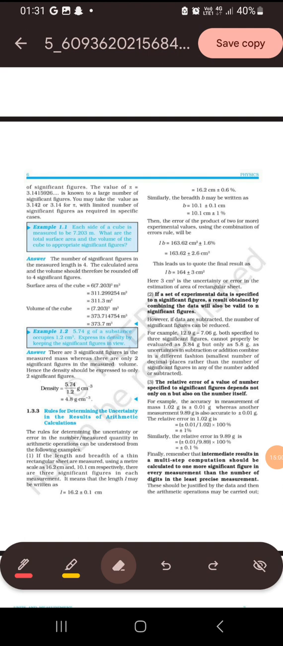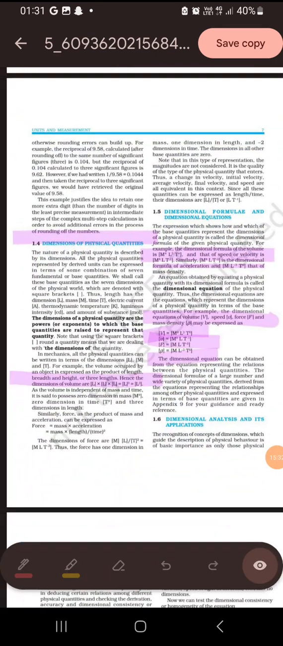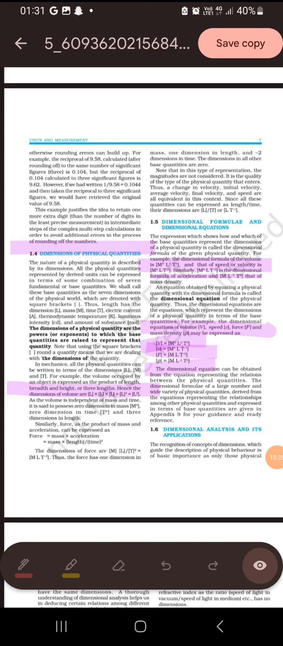Some of them were explained. The uncertainty, the rules for determining it, as I explained there, for example mass density, delta rho by rho, so that method is also important. And here the quantities, the dimensions, as I explained earlier. For everything they were given.